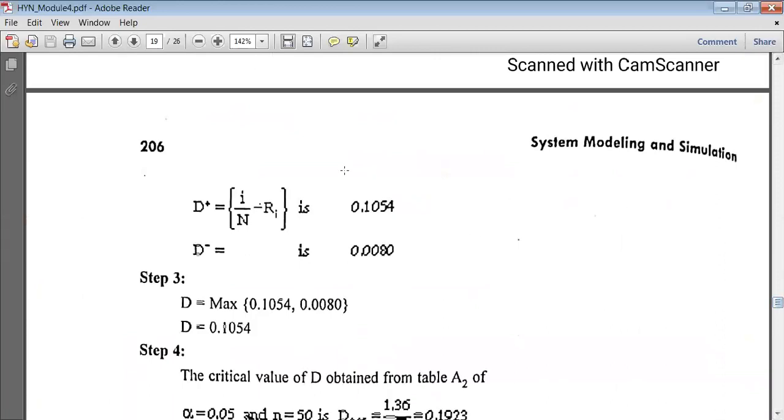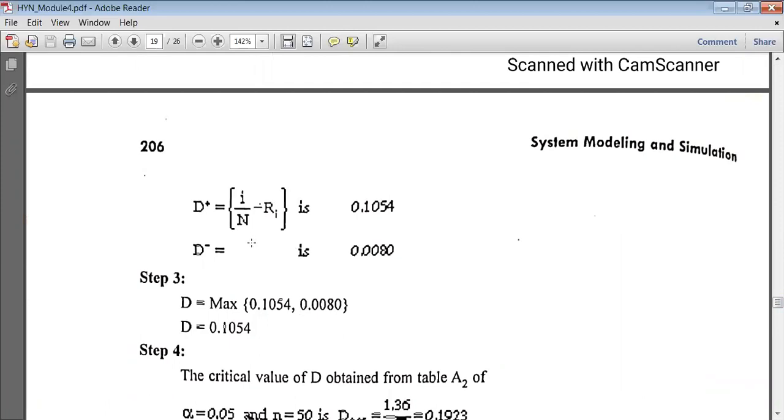The same way, use the formula for D minus. The D minus formula is Ri minus (i minus 1) divided by capital N. It is not printed here in the textbook. The formula is Ri minus (i minus 1) divided by capital N, so use that formula and calculate all the D minus values.